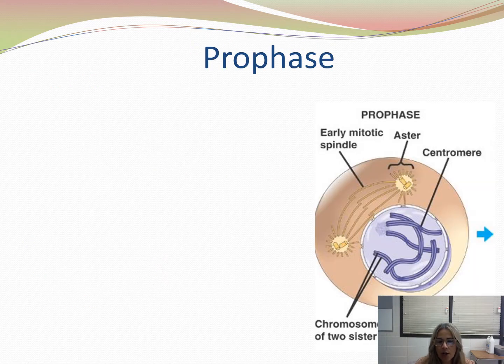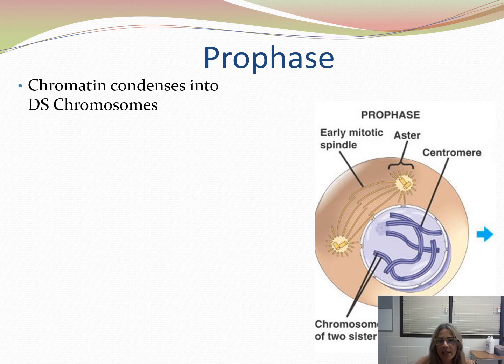So now we have to talk about the specific phases of mitosis. And one of the easiest ways to remember this is the mnemonic, or I guess it's more like an acronym, PMAT. So the P stands for prophase, the M stands for metaphase, the A stands for anaphase, and the T stands for telophase. So when we look at our first phase of mitosis, we call this prophase.